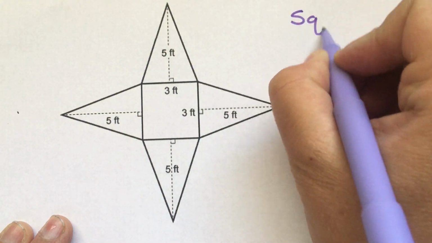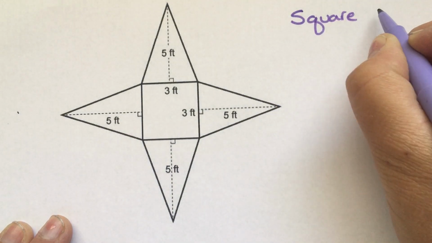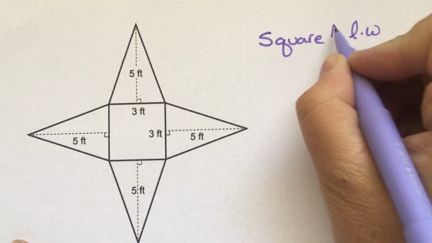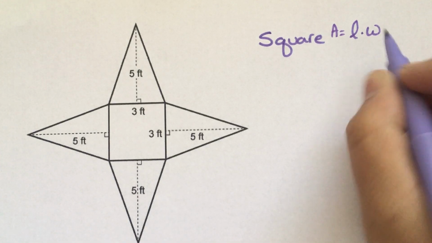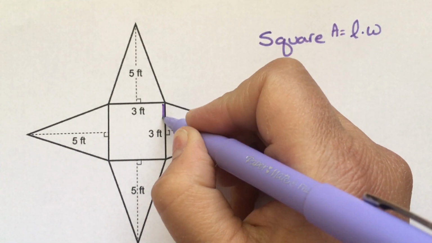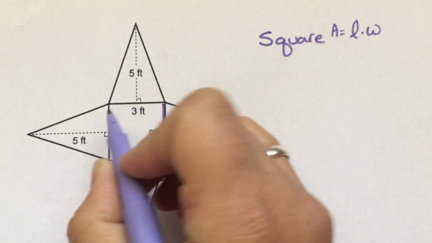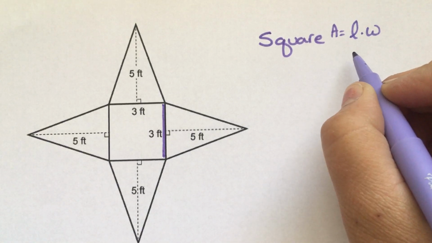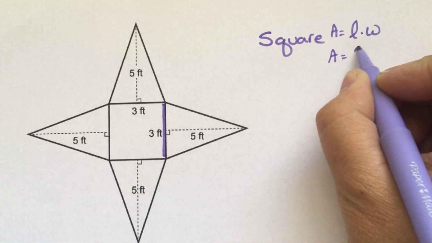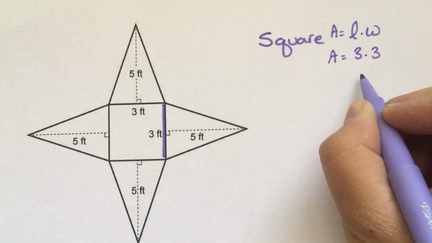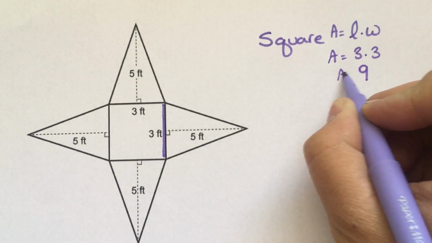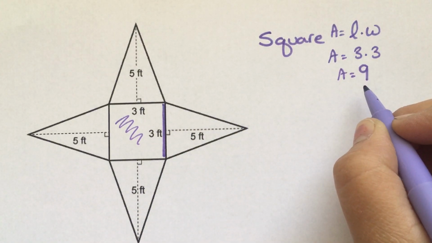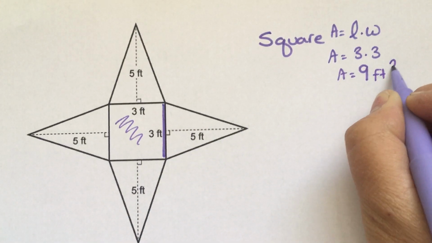So for my square shape, I know I am going to do length times width to find the area. So area is equal to length times width. I'm going to plug in what I know. I know that this side is 3, and because it's a square, this side is 3 as well. They give that to you in this particular problem, but they don't always. So the area is equal to 3 times 3, which we know is 9. So the area of the base of this, the bottom, is 9 feet squared.